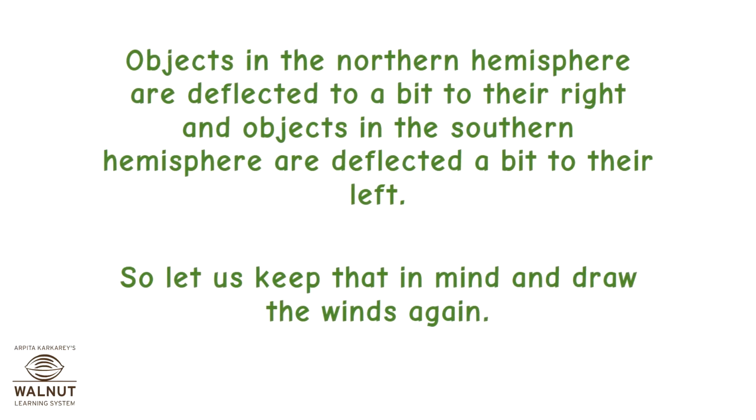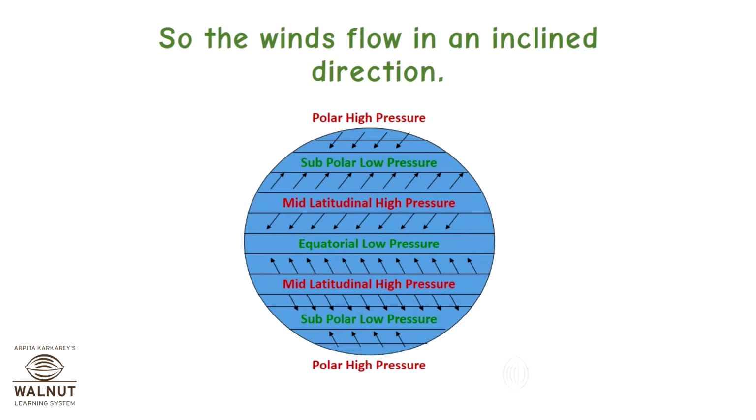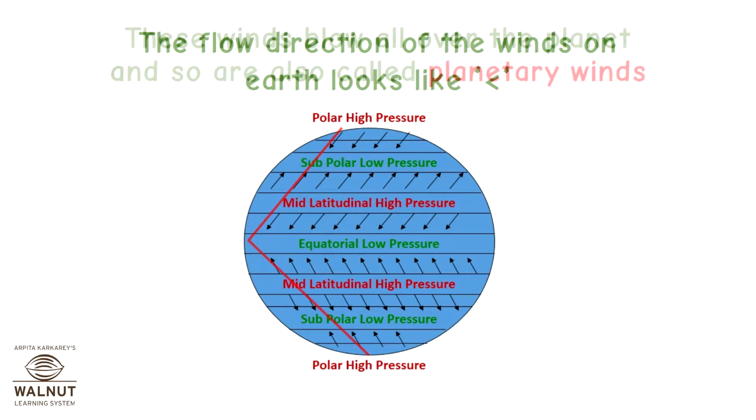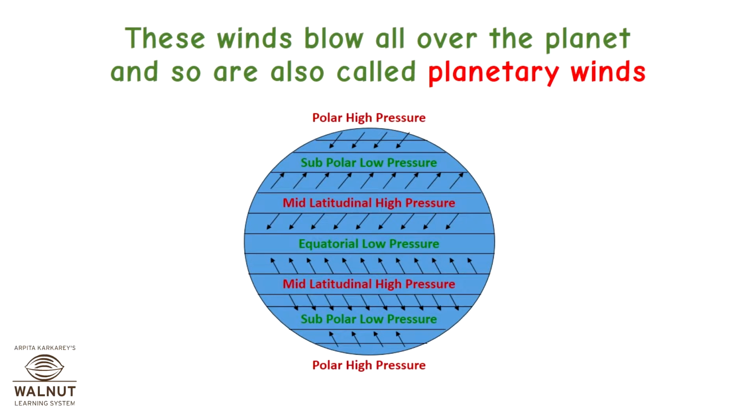Objects in the northern hemisphere are deflected a bit to their right, and objects in the southern hemisphere are deflected a bit to their left. So let us keep that in mind and draw the winds again. So the winds flow in an inclined direction. The flow direction of the winds on earth looks like a greater than sign. These winds blow all over the planet and so are also called planetary winds.